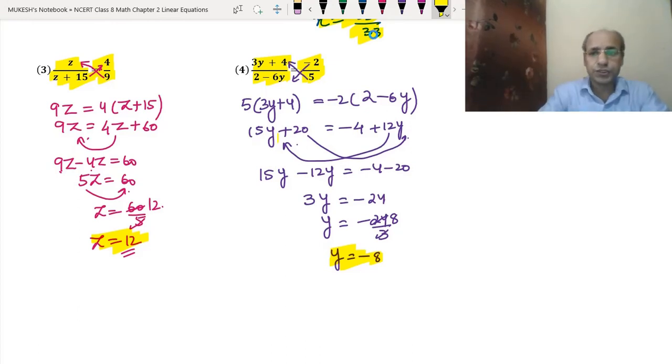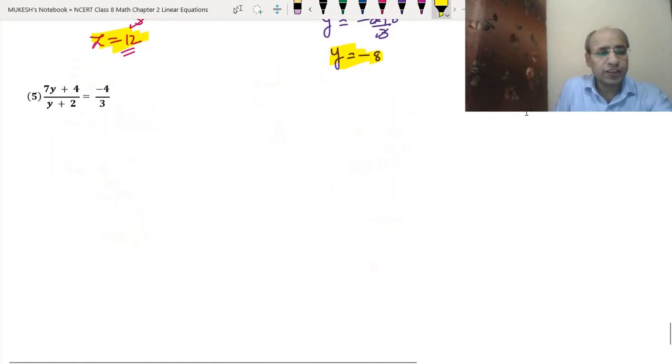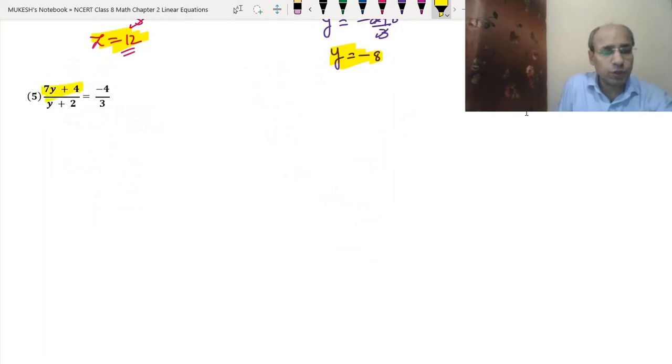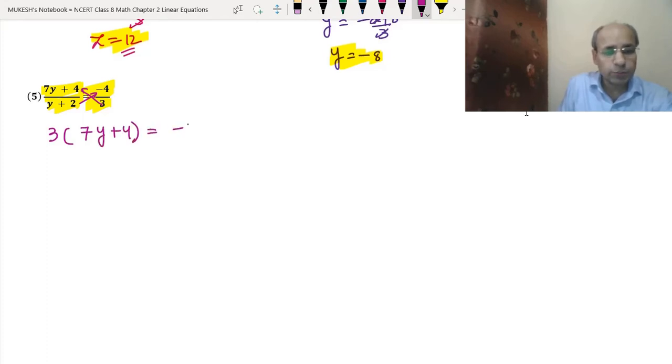Now let's do the fifth question. So in the fifth question we have 7y plus 4 upon y plus 2 equals to minus 4 upon 3. So here also we will cross multiply 3 with the 7y plus 4 and y plus 2 with the minus 4. So we will write 3 bracket 7y plus 4 equals to minus 4 bracket y plus 2.